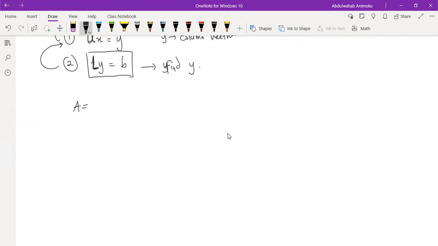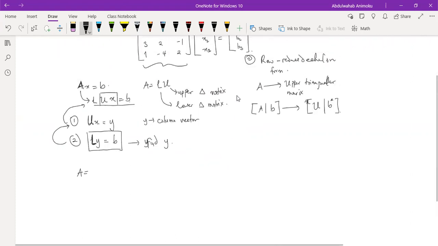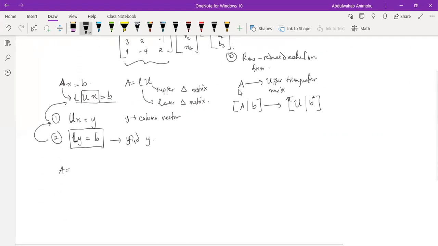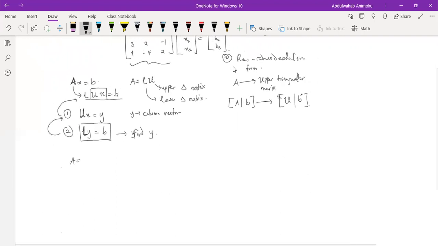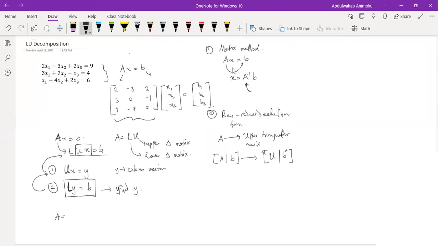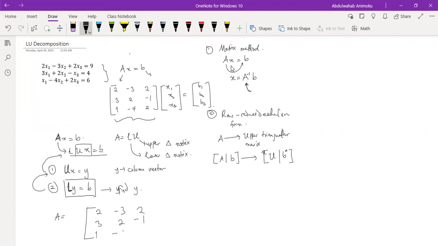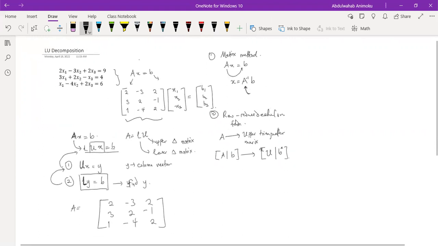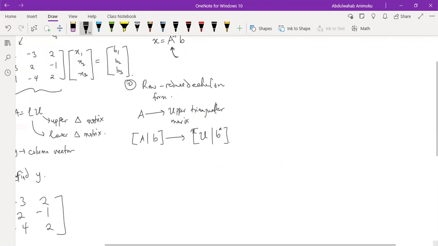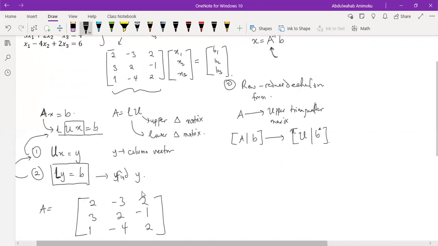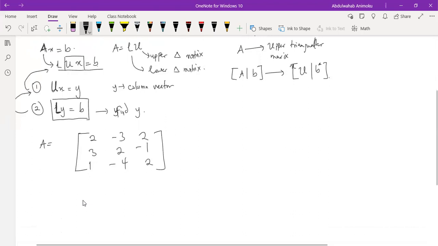So let's go ahead and solve for L. Let's not forget our matrix. Let's rewrite that. We have this matrix: 2, -3, 2, 3, 2, -1, 1, -4, 2. Okay, so we're going to decompose this matrix now. Let's see how we can do this. We want to decompose this into L times U.